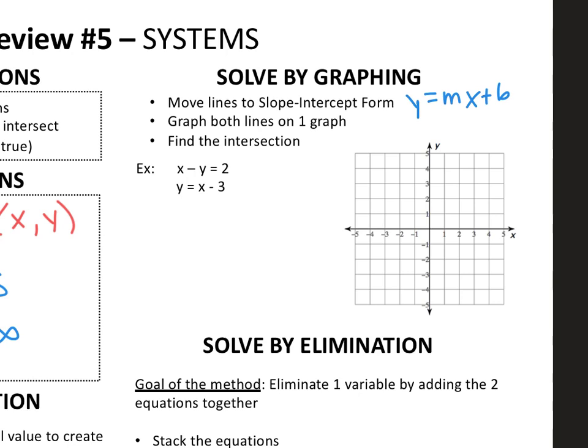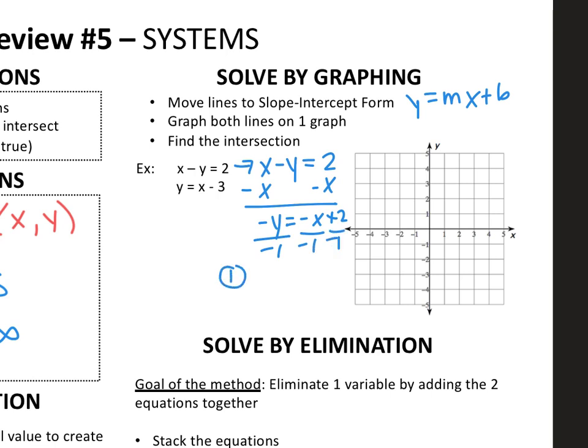So let's do an example. If we were to take this first line and we want to put it into y equals mx plus b form, first I'm going to rewrite the equation. We're going to subtract the x from both sides, so we get negative y equals negative x plus 2. We're going to divide by the coefficient, which is negative 1. And so line number 1 is going to be y equals x minus 2.